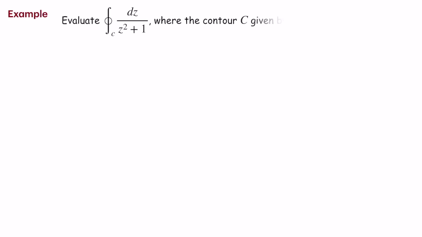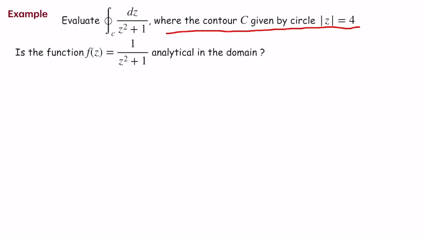So let us evaluate the integral of dz by z squared plus 1, where the contour C is given by the circle |z| = 4. |z| = 4 essentially means a circle of radius 4 around z = 0, the contour which we are interested in. Now let us carefully look at the function f(z), which is 1 by z squared plus 1.